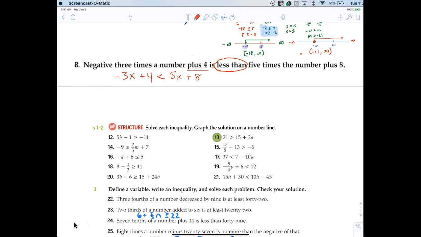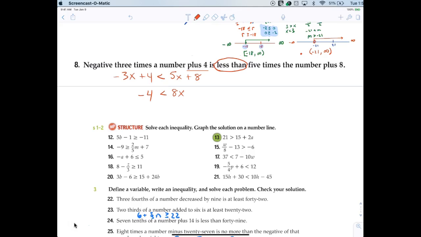Now we have to solve it. All right? So what do I need to do with the negative 3x? Yes, add 3x. And if I add 3x to 5x, I get what? 8x. So less than 8x. Now, what do I need to do with that 8? Yes, minus 8. So what's 4 minus 8? Good. Now I have to divide both sides by what? 8. Good.